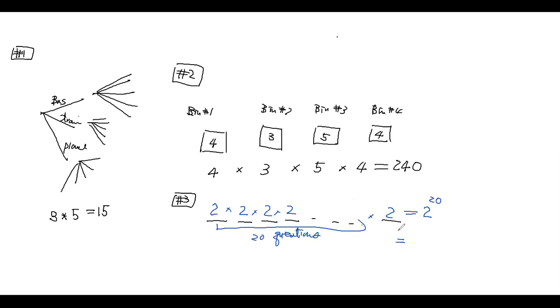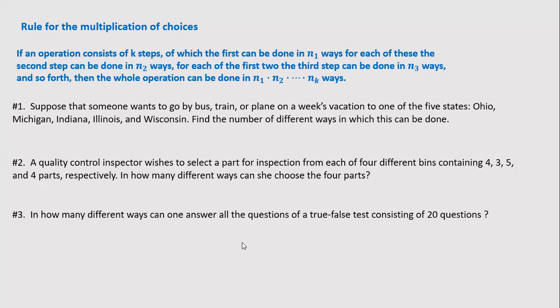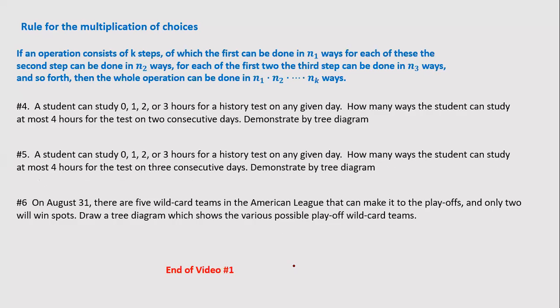So if you put 2 to the 20 into your calculator, it will give you 1048576. That's what we call the rule of multiplication. Now let's take a look at a little bit harder ones and go to the next set. We'll do 3 more, then we're going to stop for this video, and then you can practice more problems using the rule of multiplication.